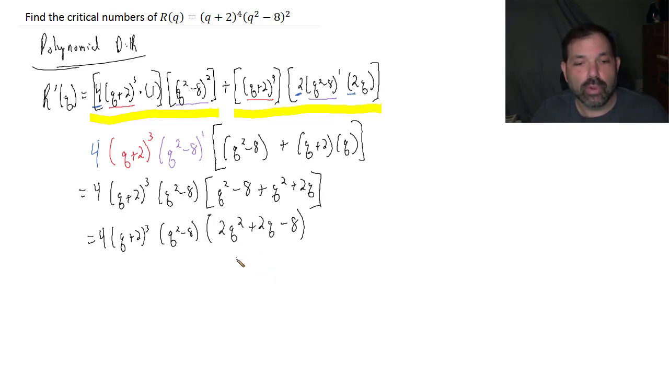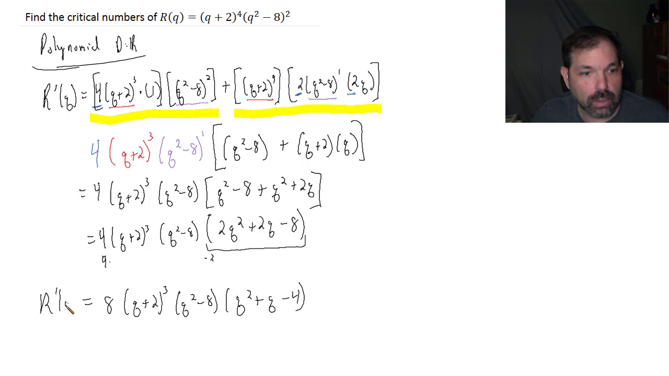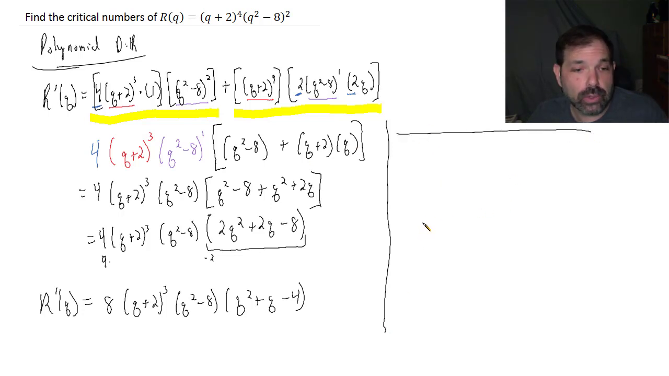Now, again, I could do some more factoring here. Notice that there's a common factor of 2 in that trinomial. So let's factor out that 2. Then I have 4 times 2, so that's 8 times (q plus 2) cubed, times (q squared minus 8), times (q squared plus q minus 4). So there's a factored form of r prime of q, but now we're still trying to find the critical numbers. So now setting the factors to 0.